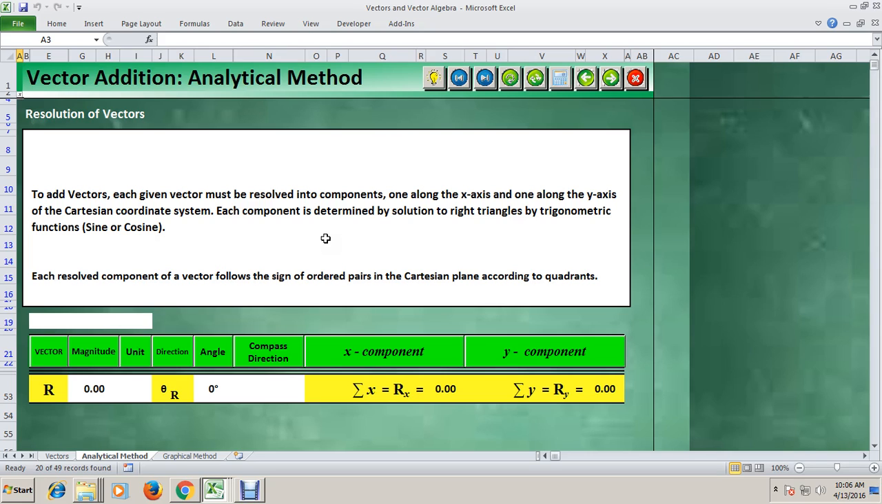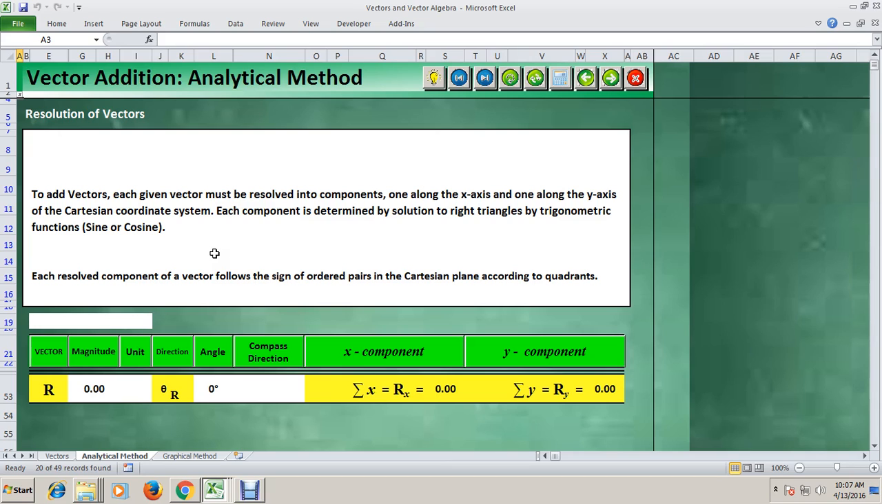I assume that since you are taking physics 1, either you are taking your trigonometry, or you have taken your trigonometry from your previous semester. It is very important that you review the solutions to right triangles for trigonometric functions, since this is the main mathematics that we will be employing in order to resolve vectors according to their components.